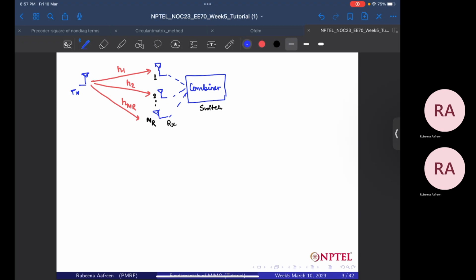So how will we write the signal at the output? We can write yi equal to hi times x, because this symbol is 1 only. So hi times x plus, since multiple receivers are there, multiple noises will be there. In the previous class also I had described this, because noise arises at the receiver side because of hardware defects or something like that. So yi equals hi x plus wi. Here i ranges from 1 to MR.